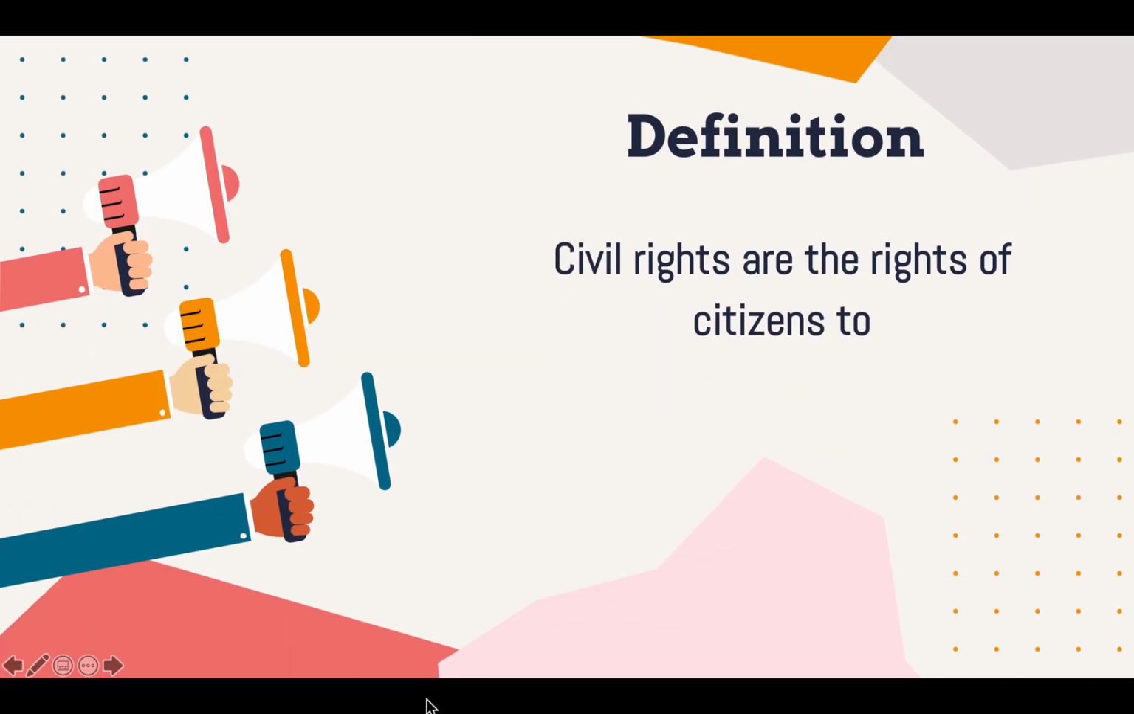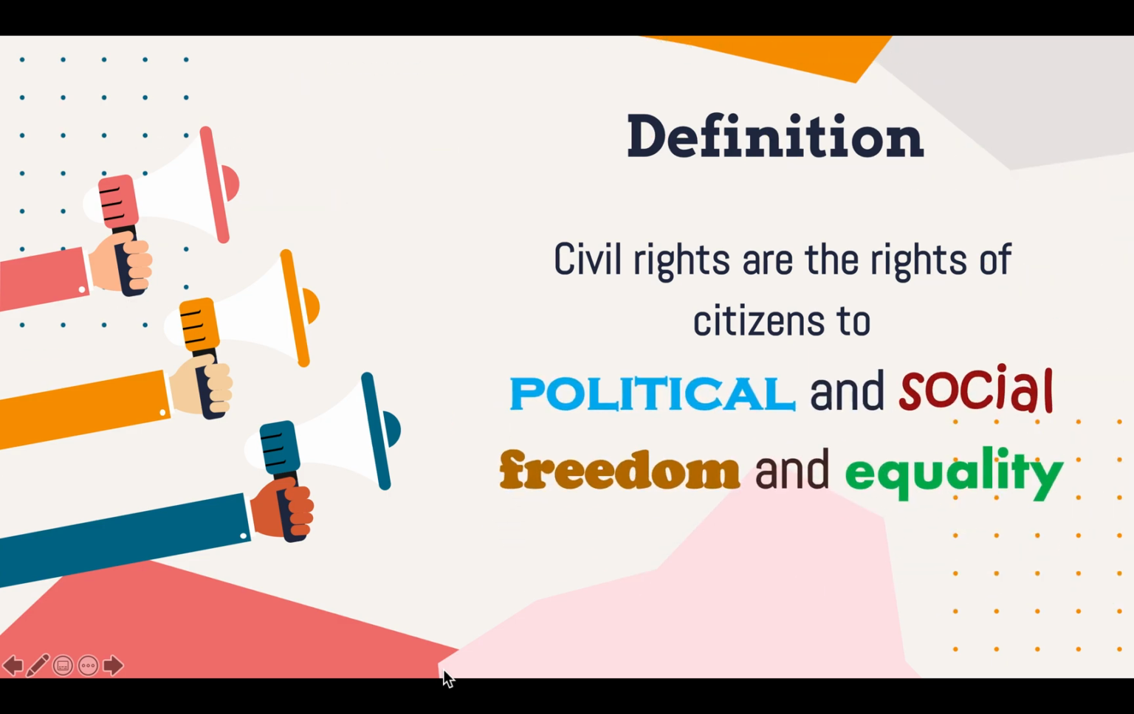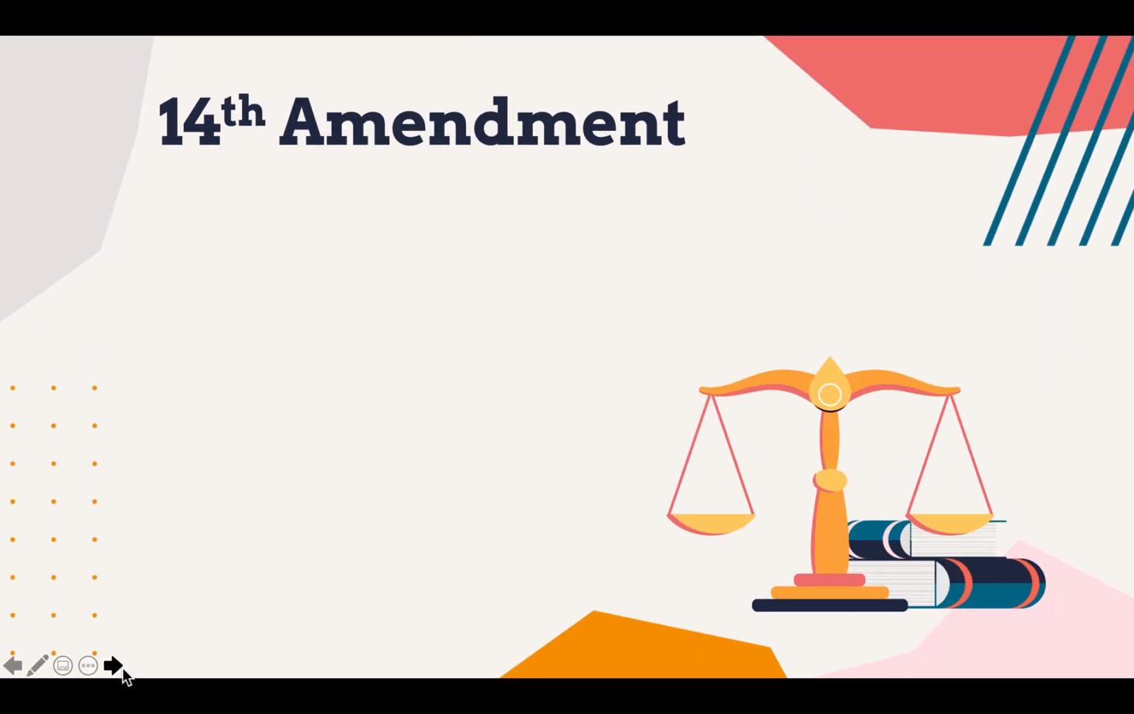The definition of civil rights are the rights of citizens to political and social freedom and equality. That means freedom as members of a democracy and freedom as members of our civil society. So in our Constitution, that's mostly embodied in the 14th Amendment. The 14th Amendment was created right after the Civil War, and a lot of the text of it is about the newly freed slaves and what their status is going to be. But over the years, the amendment has sort of come to represent this quest for civil rights.